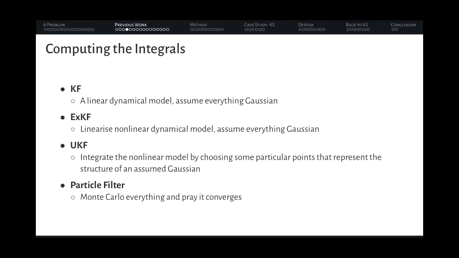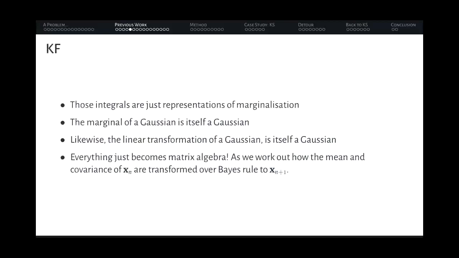So why exactly does assuming linearity and Gaussianity actually help you? Those integrals just represent marginalization, the marginal distribution of something. Fortunately, the marginal of a Gaussian is itself a Gaussian. Likewise, if you have a linear transformation and apply it to a Gaussian, you get another Gaussian. So if you express things in terms of their first and second moments, a lot of things just fall out into matrix algebra, and you get analytical equations that describe the evolution of those first and second moments.